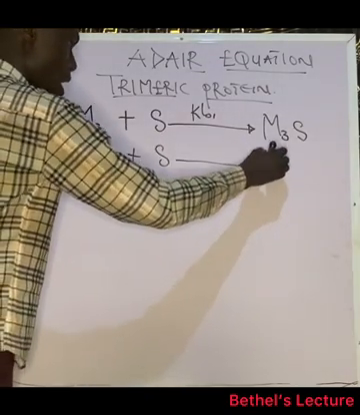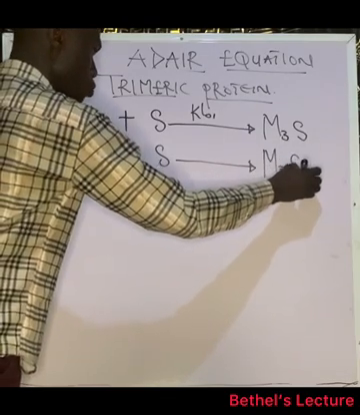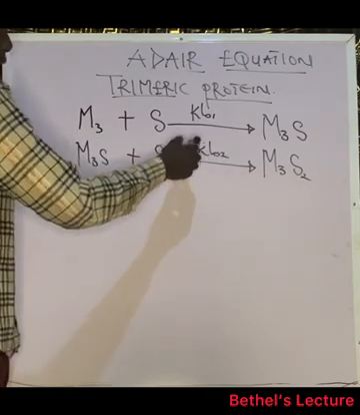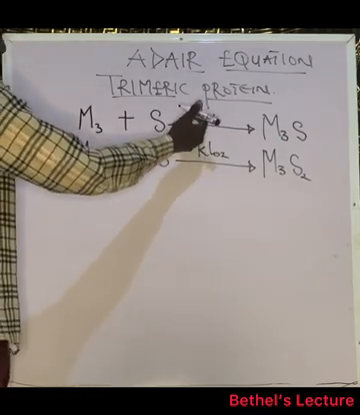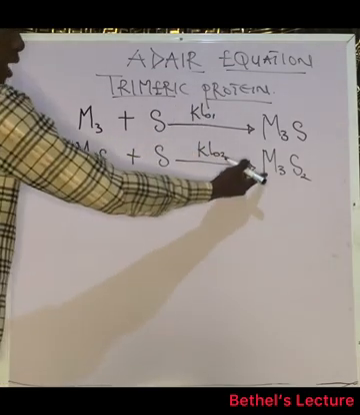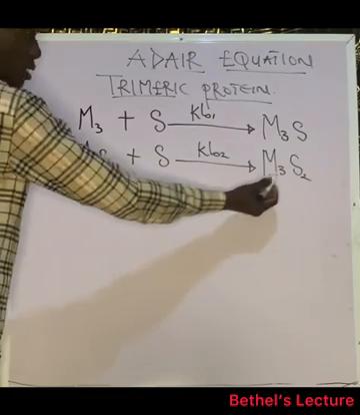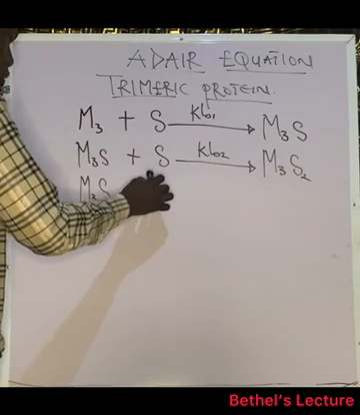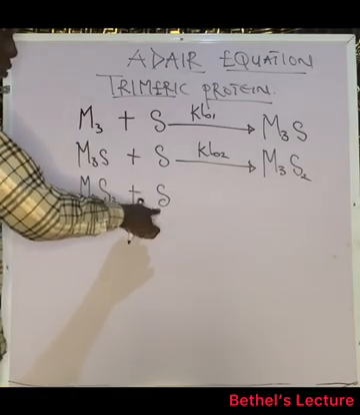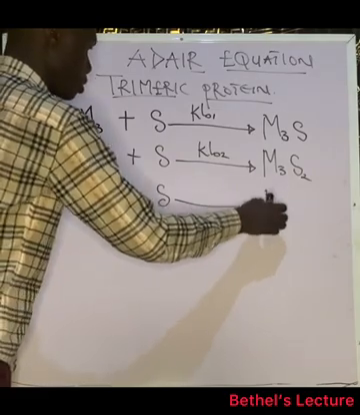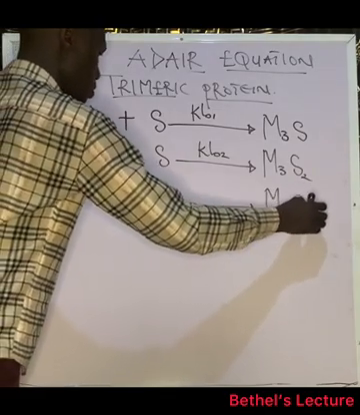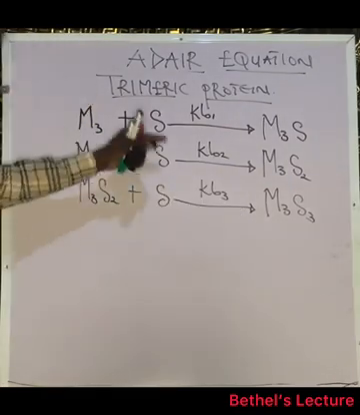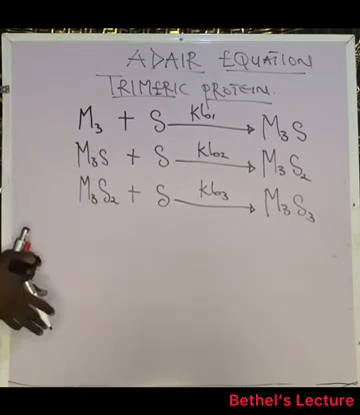It will give me M3S2, and here will be KB2. Now KB means binding constant, okay? Binding constant. Now, our protomer is not yet saturated. Alright, so I will take it again. M3S2 will combine again with one more substrate, and we have M3S3. Here will be KB3. So after writing out this basic and the rest, from here we can continue our derivation.